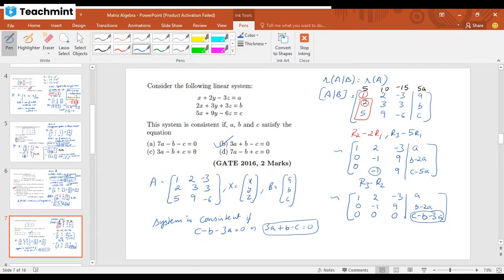So what is the condition here? We are given that the system is consistent. It means that the rank of the augmented matrix is equal to the rank of matrix A, and hence we come out with this solution. Okay, now let us move to the next problem.